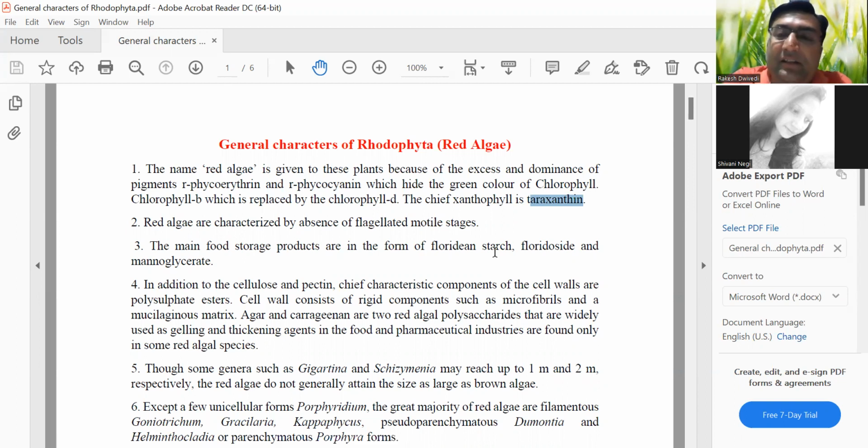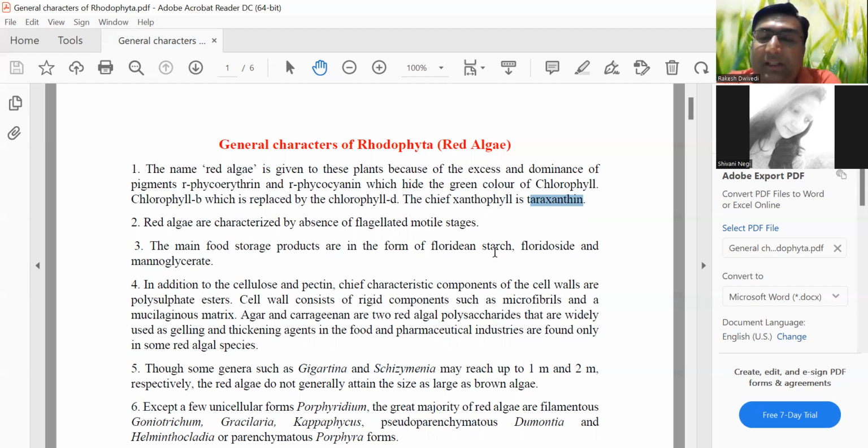And in this feature, it is also similar to the blue-green algae or the cyanobacteria, because in cyanobacteria also, you will not find any flagellated stage in their life cycle at all. So in this respect, red algae shows similarity with the blue-green algae, that there is no motile stage or no flagellated stage.